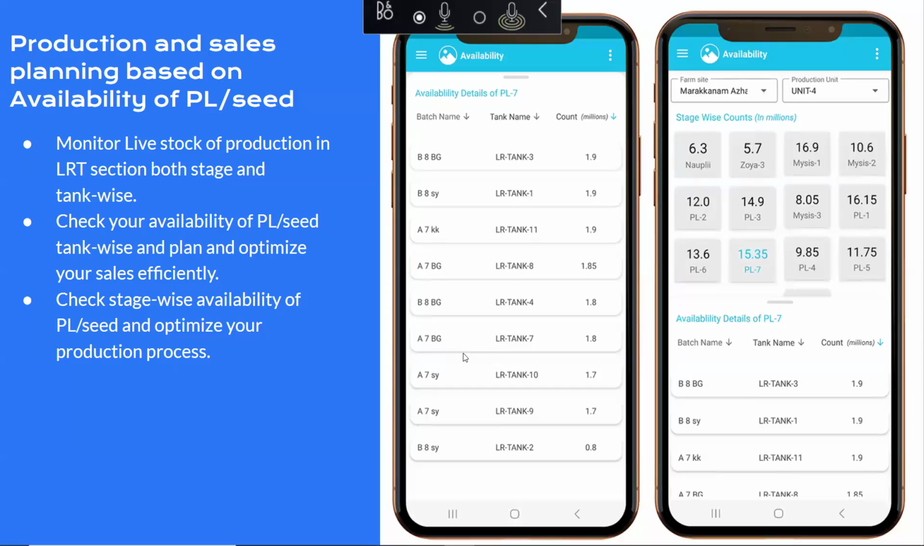Here we are showing, on the left side, the tank wise availability of seed, using which they can optimize their sales efficiency, while the right side gives a stage wise availability, using which they can optimize their production processes: when to reduce production, when to increase production, when to reduce mating, based on this stage wise data.